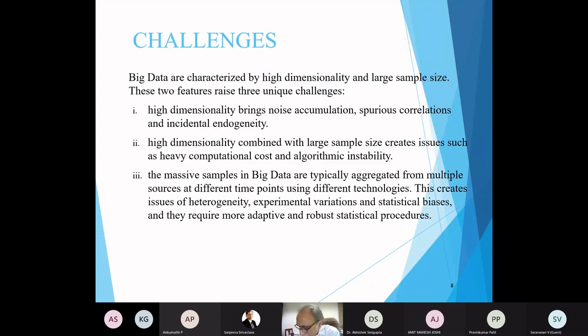For example, if I give you a model y is equal to 1 plus 3x, this is a linear equation in mathematics. I'm sure all of us have studied this. Y is equal to 1 plus 3x.